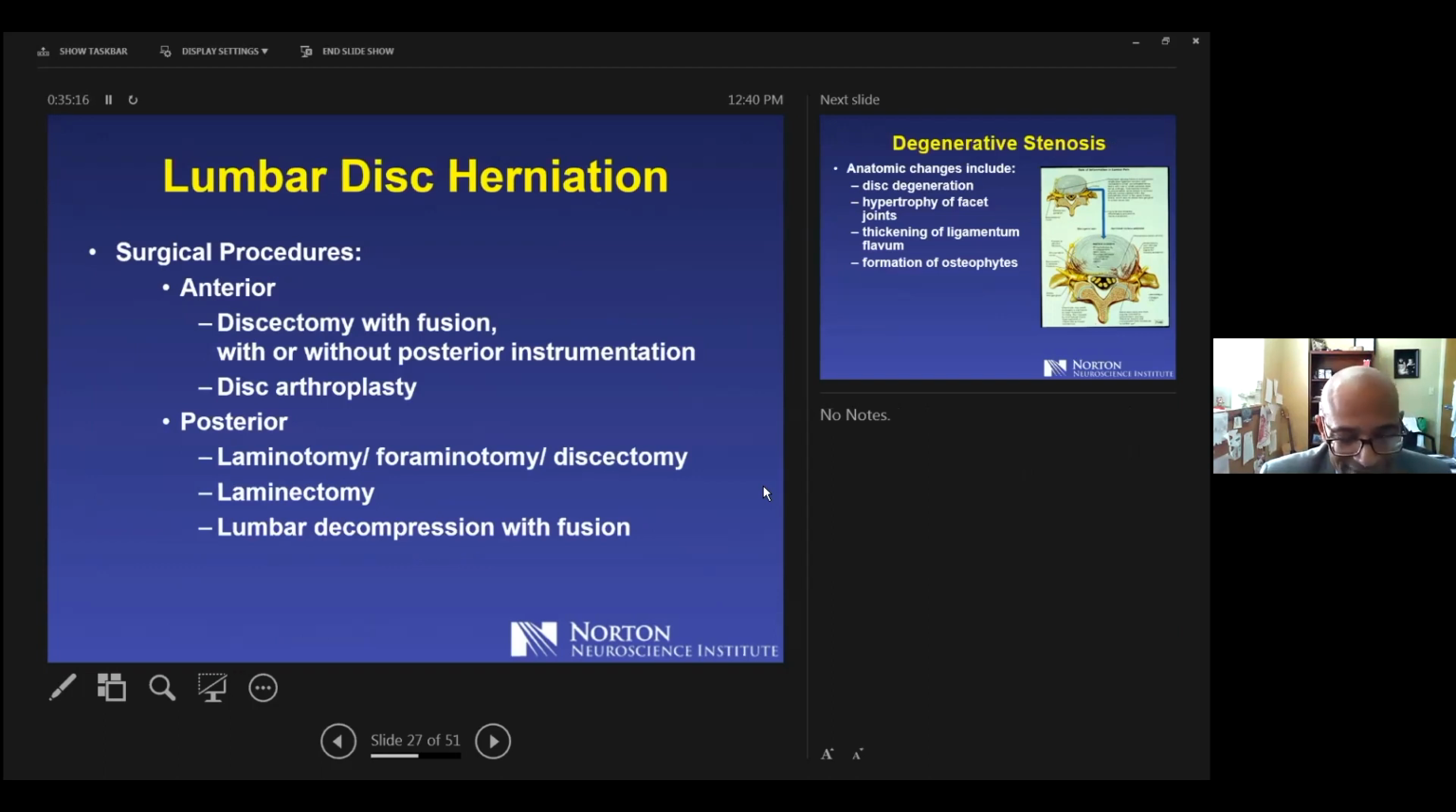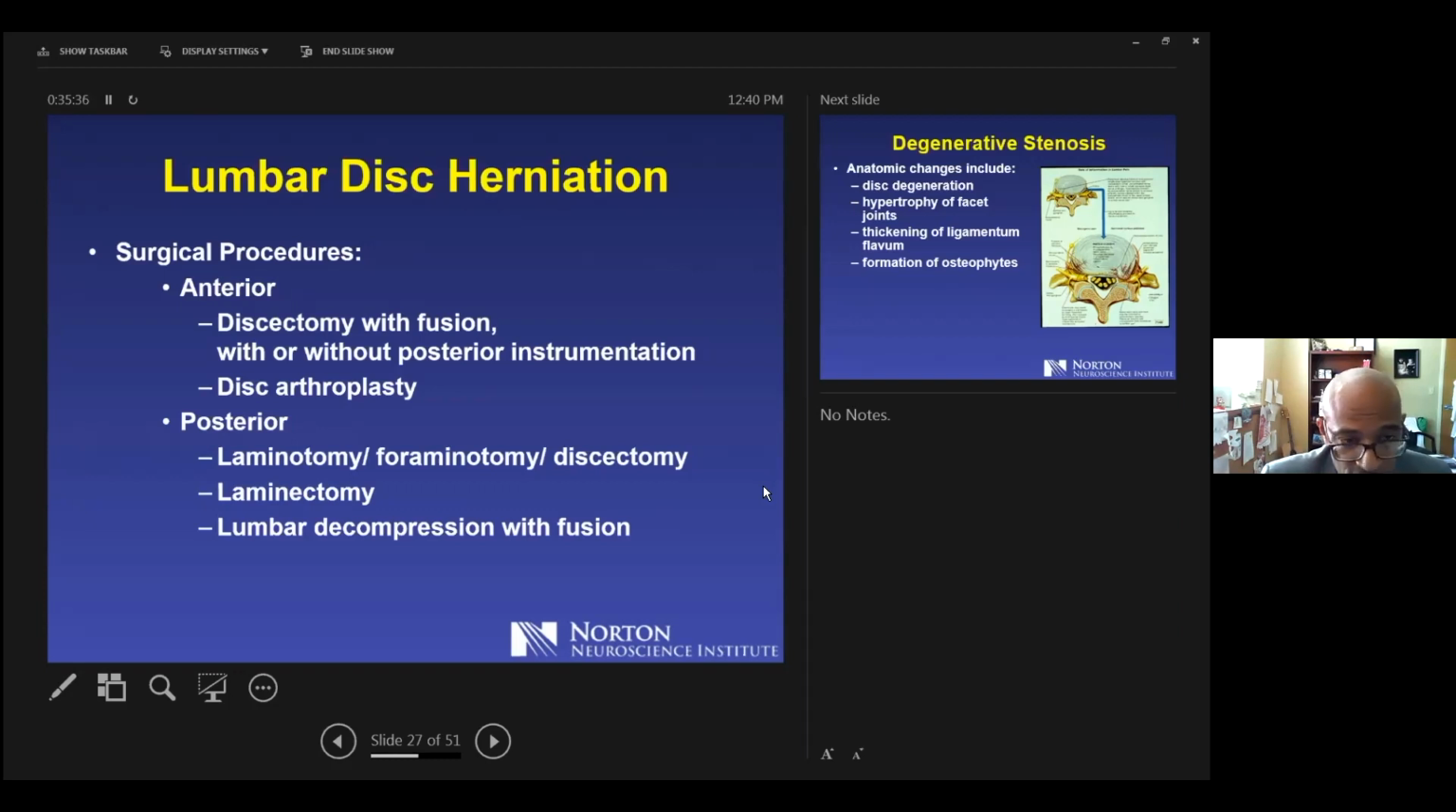You can do what's called disc arthroplasty. It's not done as extensively in this country. It's done much more commonly in cervical spines. In the lumbar spine, there have been a lot of complications, and outcomes haven't been as good as what they found out in Europe. So again, it's not done commonly in the United States, but that is an option.